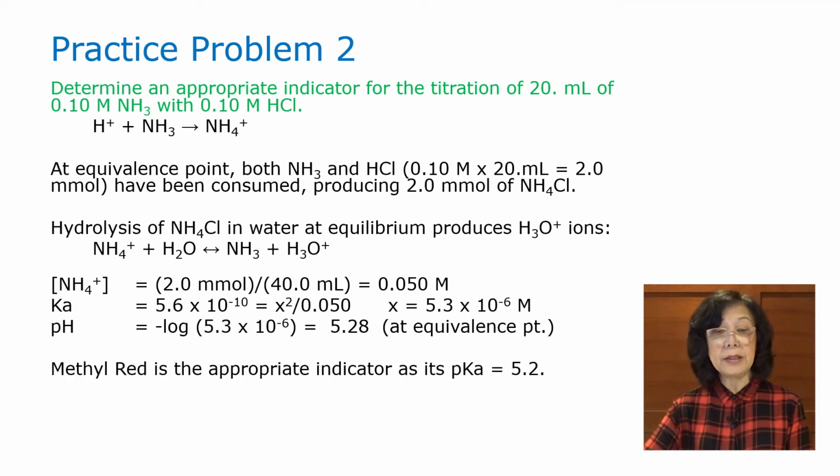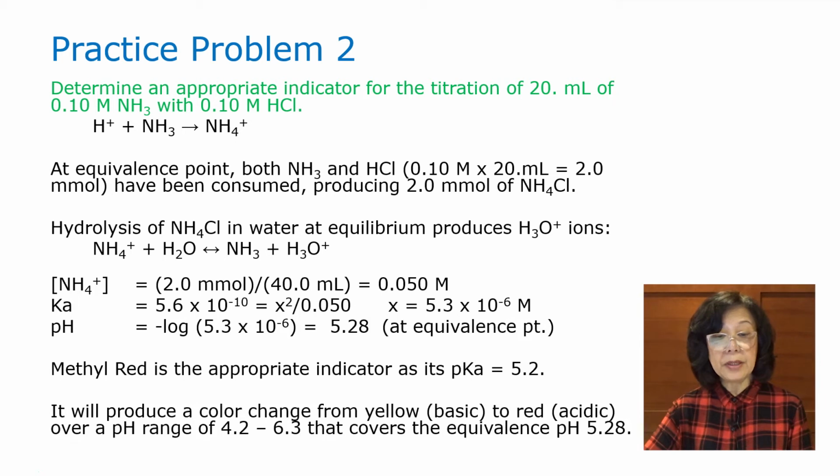The methyl red is the appropriate indicator to be used because it has a pK value of 5.2. That means a plus or minus 1, we go from a range of 4.2 to 6.3, which will cover the equivalence pH at 5.28. So we change from basic yellow color to red color in the acidic region upon the completion of the titration.